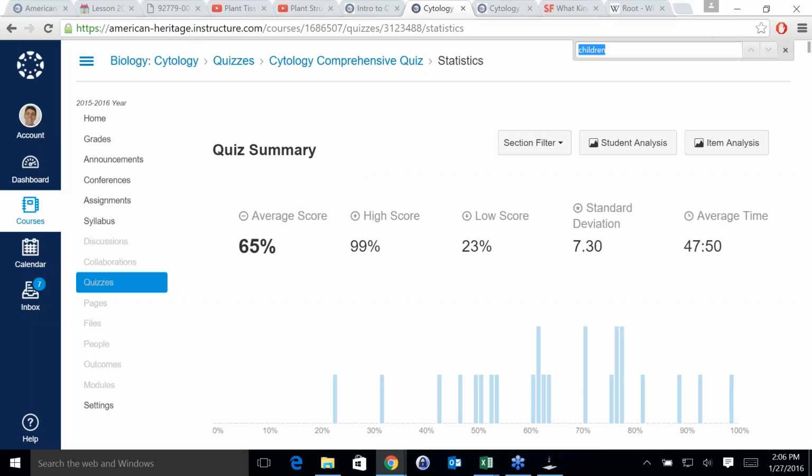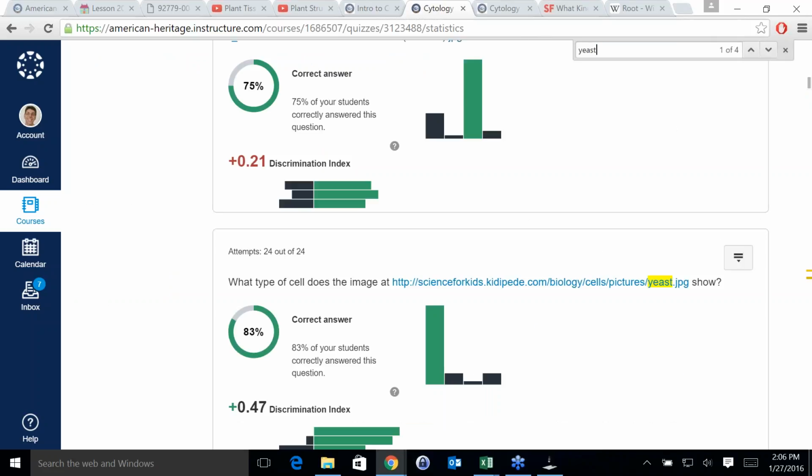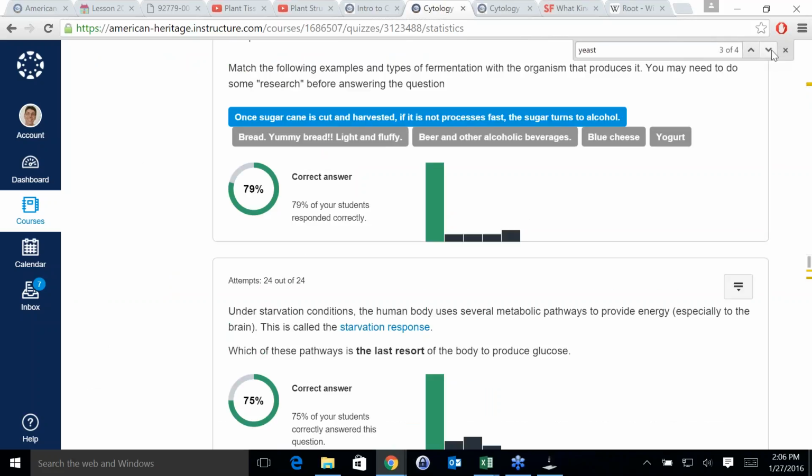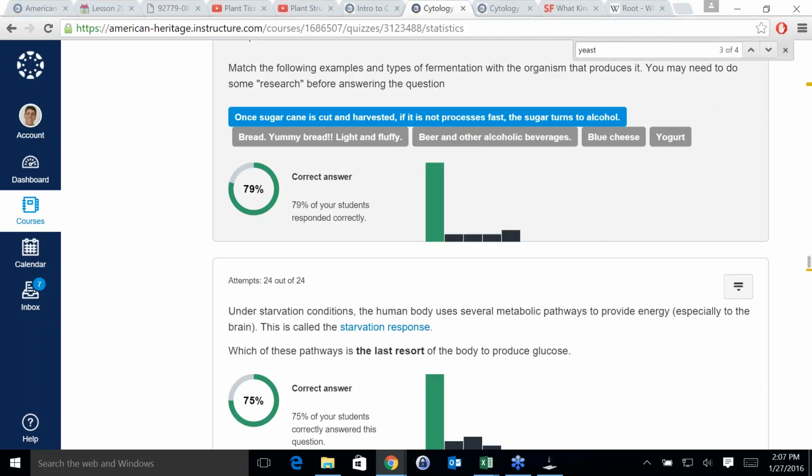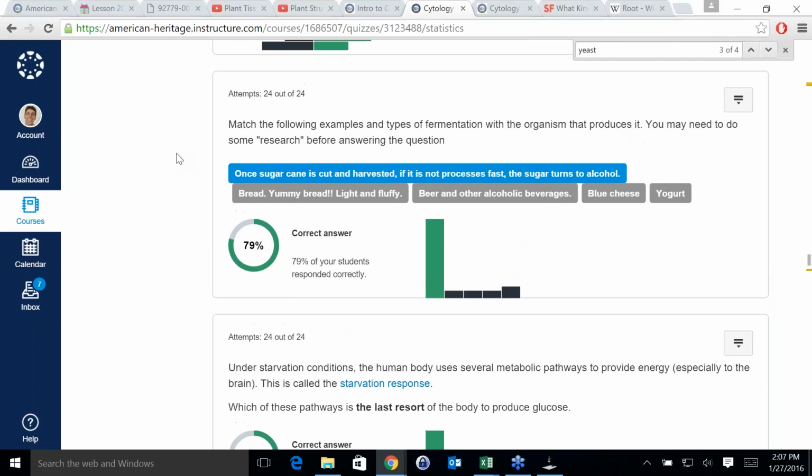Let me see if I can find that. It's this question, this one here. I put for the bread yummy yeast, fine and fluffy, but I was wrong, and the answer was yummy. I meant light and fluffy for the yeast. Okay, so I'll check on that. Let me write that down.